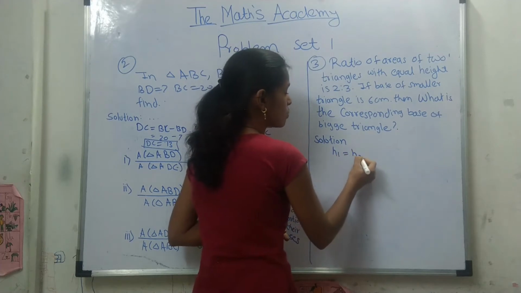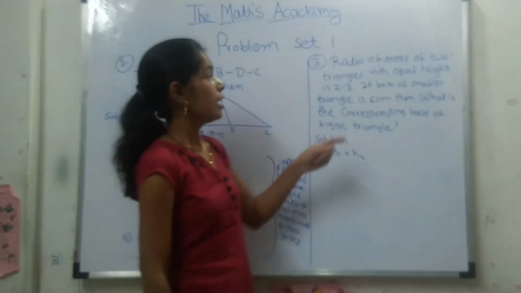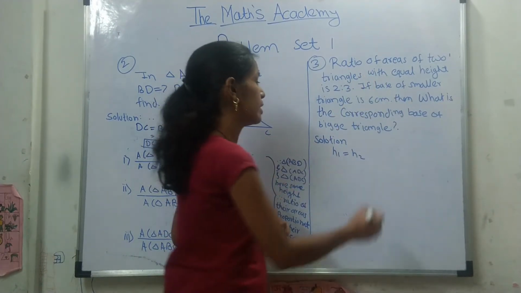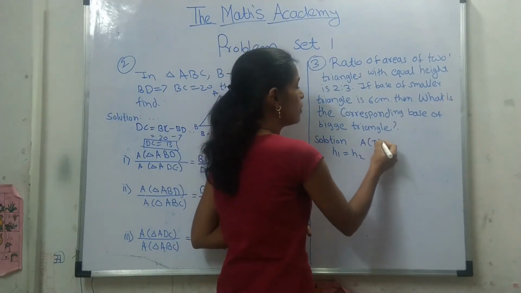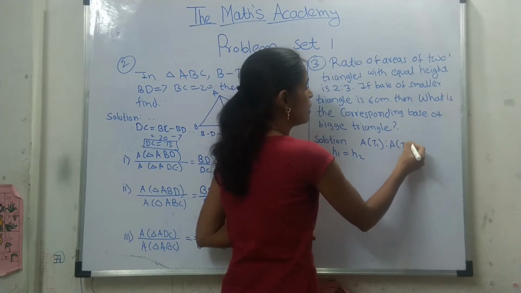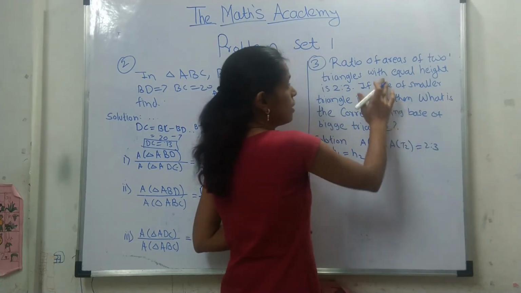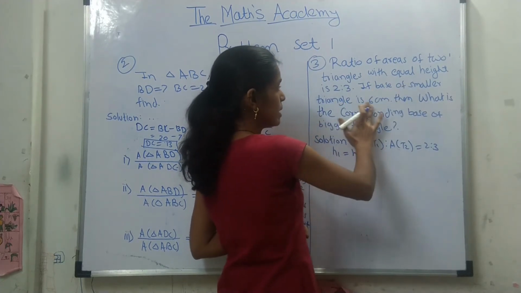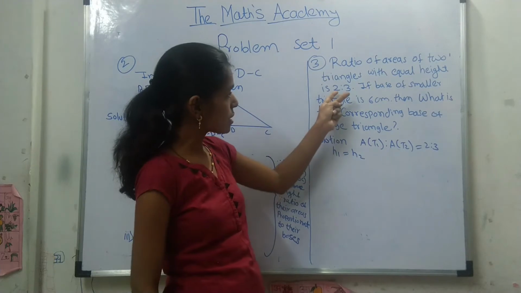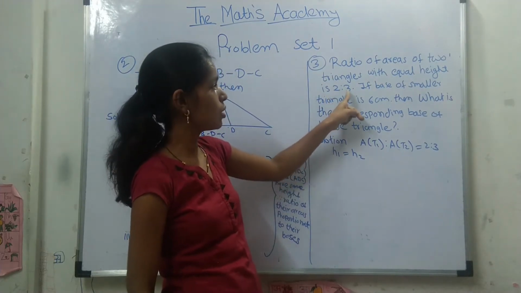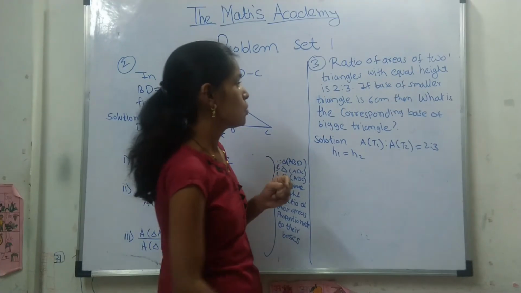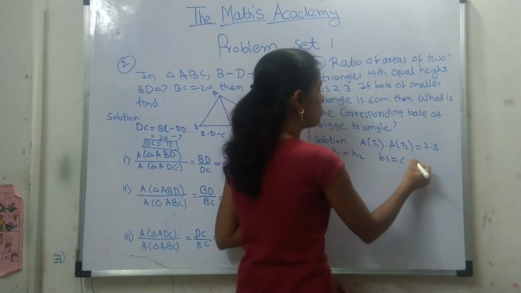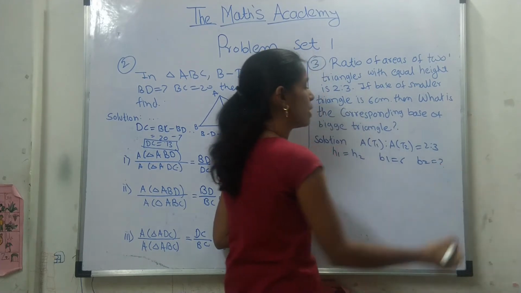H1 is equal to H2. This is given. And the ratio of areas of two triangles, that is area of triangle 1 is to area of triangle 2, is equal to 2:3 with equal height, that is H1 is equal to H2. If base of a smaller triangle is 6 centimeter, now from this you can understand that the first triangle is a smaller one than the second one. So smaller triangle's base, that is B1, is 6 and you have to find B2. B2 we have to find.